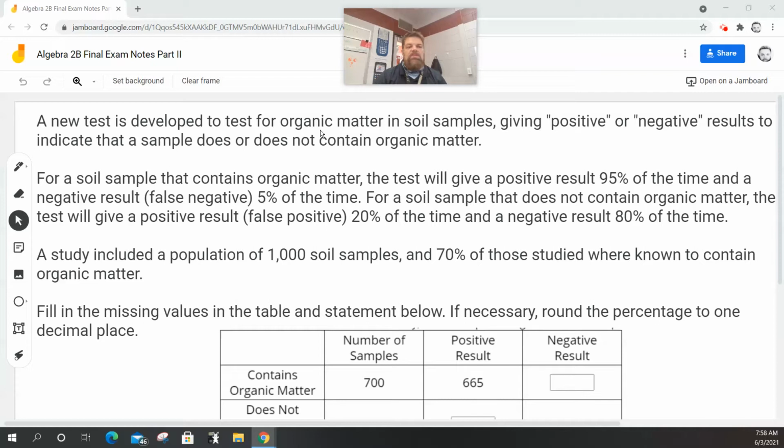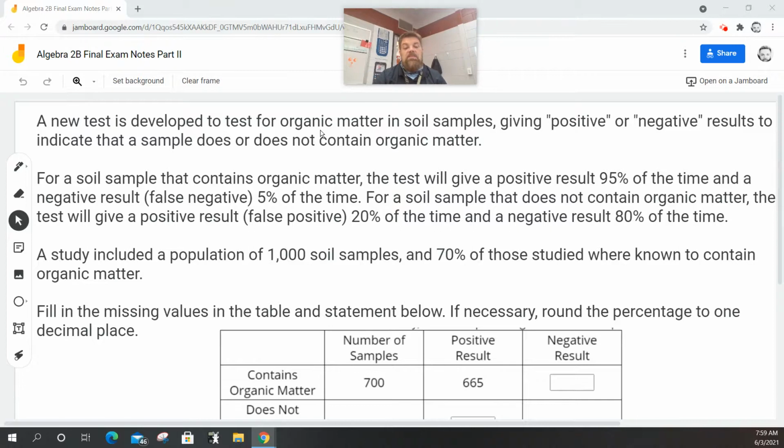So a new test is developed to test for organic matter in soil samples, giving positive or negative results to indicate that a sample does or does not contain organic matter. For a soil sample to contain organic matter, the test will give a positive result 95% of the time and a negative result, or a false negative, 5% of the time. For a soil sample that does not contain organic matter, the test will give a positive result, a false positive, 20% of the time, and a negative result 80% of the time.